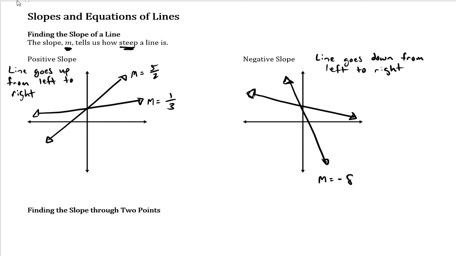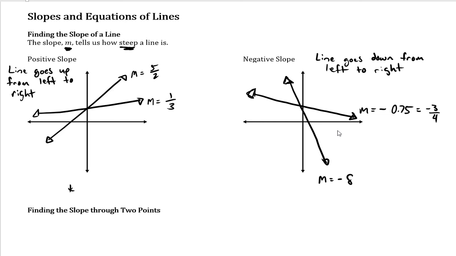So for instance, let's get one other. Say we've got another one that's going down from left to right. This one again is kind of more horizontal, but we know it's negative because it's going down from left to right. And let's say that this one is -0.75, just to show it could still be a decimal. However, a lot of the times we would prefer it to be in fraction form. Okay, so there's our visuals of the slope.